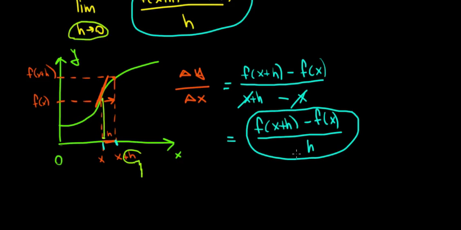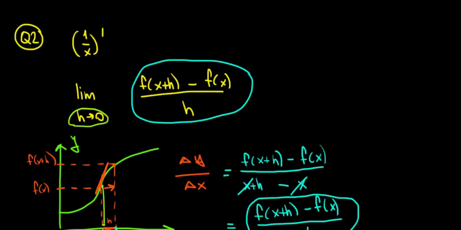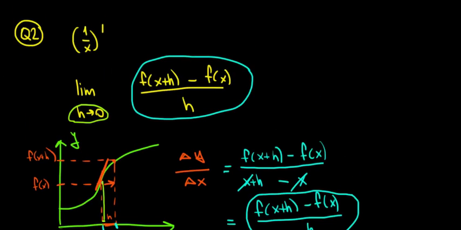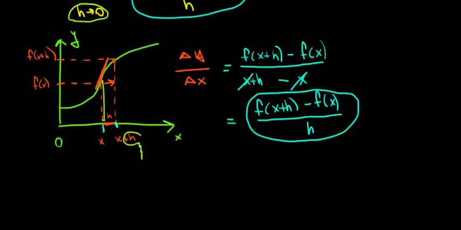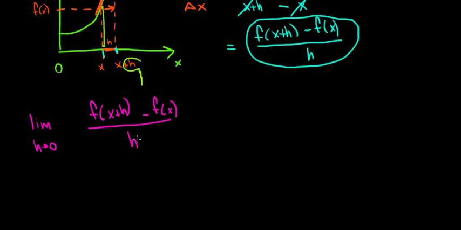I hope that makes sense. And now with this in mind, let's actually apply it to our 1 over x. So how can we prove the derivative of 1 over x? Well, remember, the derivative would be, let's write it once again, the limit as h approaches 0 of f of x plus h minus f of x divided by h, divided by the change in x.